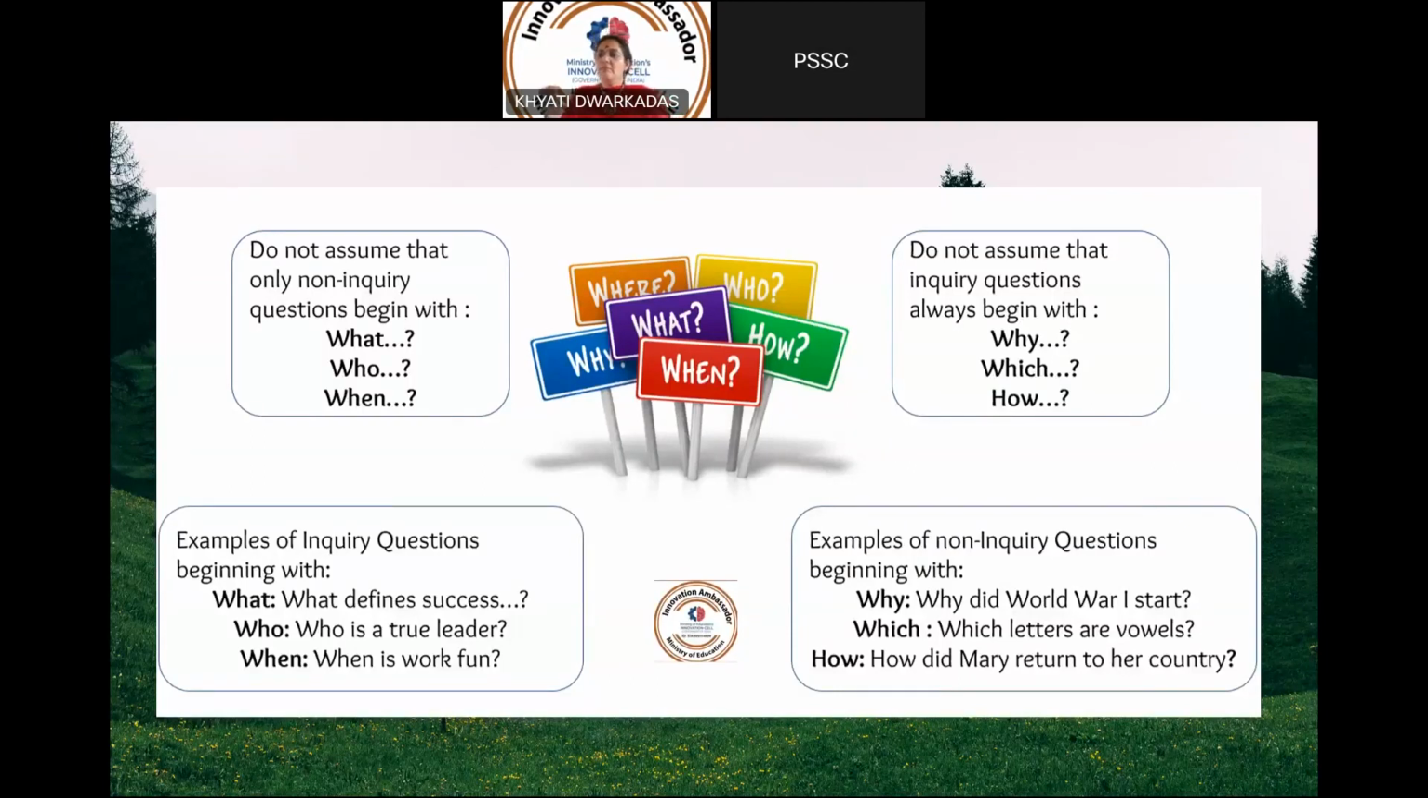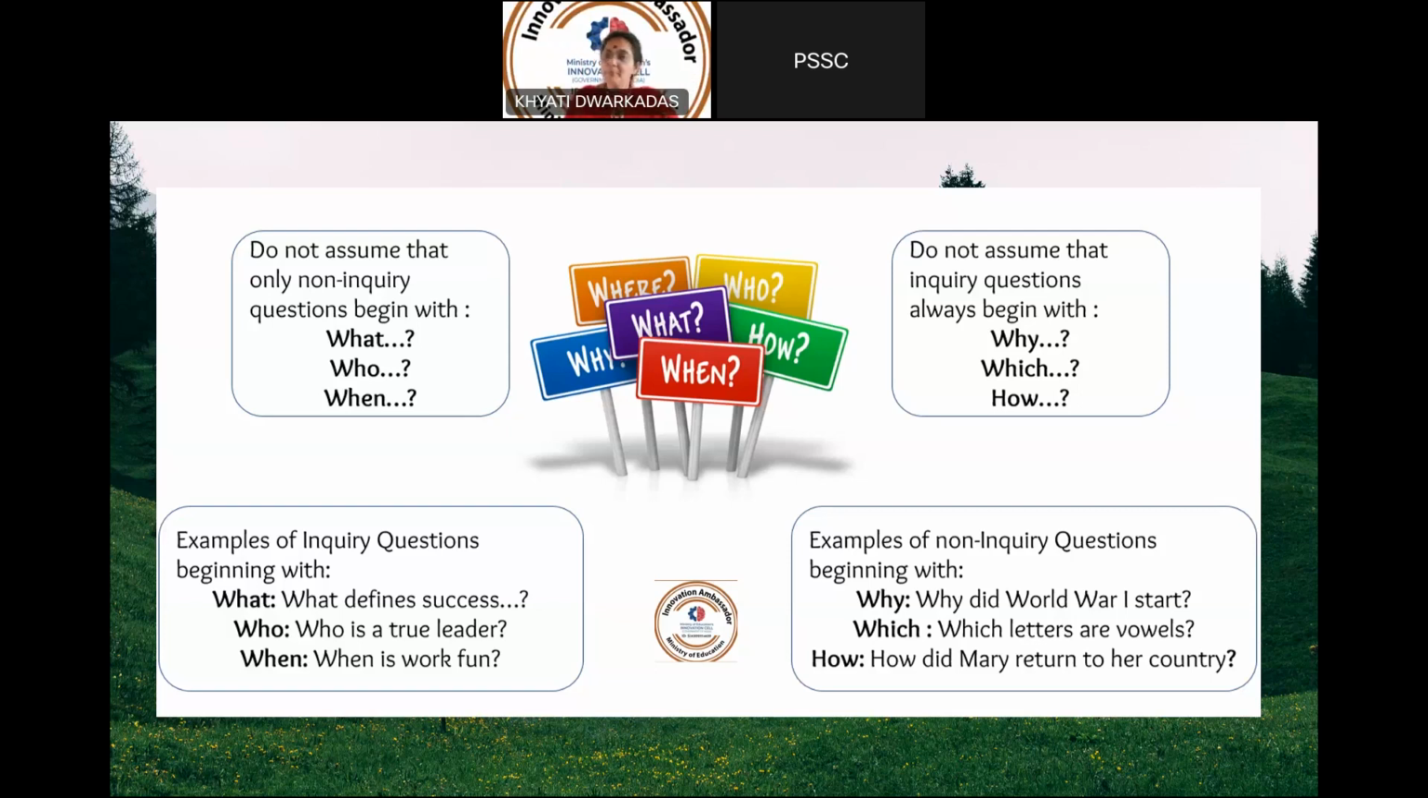These are nothing but the simple who, what, when, where, how, why kind of questions. Now, do not assume that only the questions that begin with who, what, when are lower order questions. They can also be higher order questions. Do not assume that inquiry-based questions always are higher order and will always begin with which, why, and how. They can also begin with what.